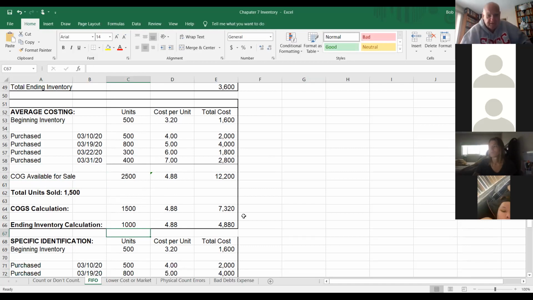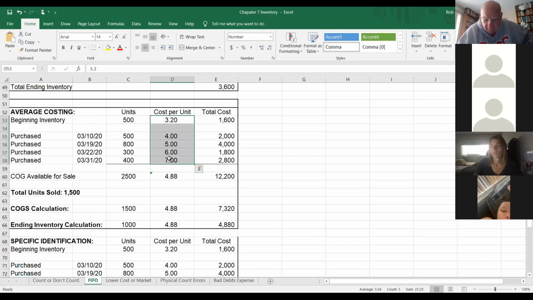Okay. And like I say, don't make this mistake here where students take this as the average. If you do that, you can see on the bottom, you get an average of $5.04. That would be wrong. That would be the long way around, okay? Specific ID.